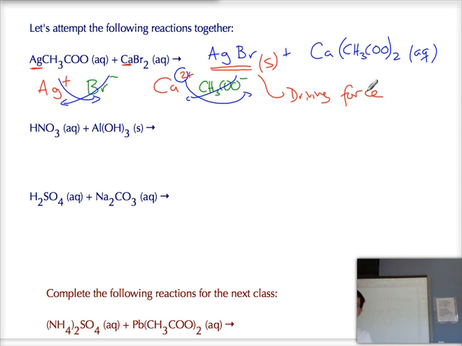And it's good to identify the driving force. It's a good practice to have because that will tell you whether you are sure that you made something or not. All right? Now let's look at the second one.